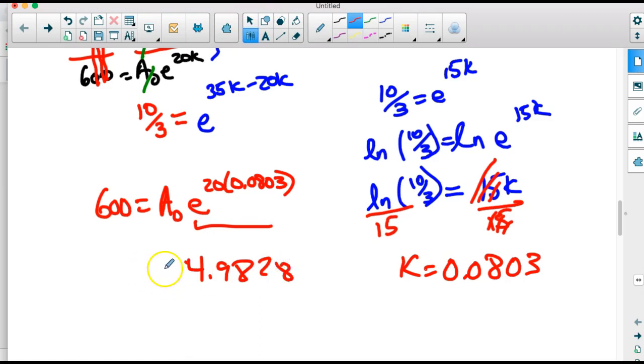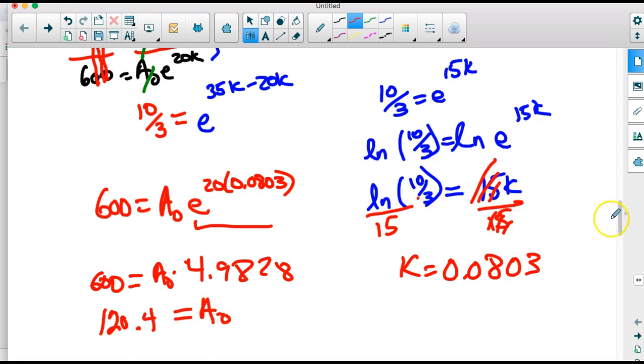28 times A sub 0 equals 600. So I'm just going to divide by that number to get A sub 0. A sub 0 is 600 divided by 4.9828. So I get 120.4. I'm going to round to one place here.